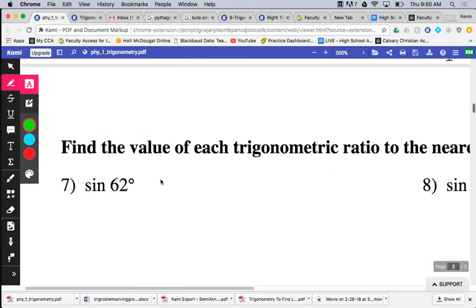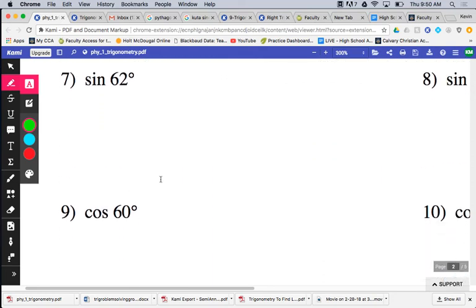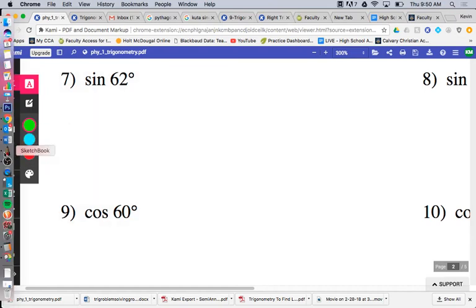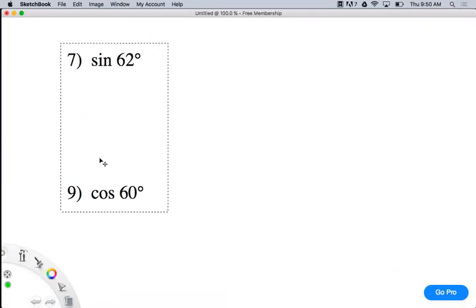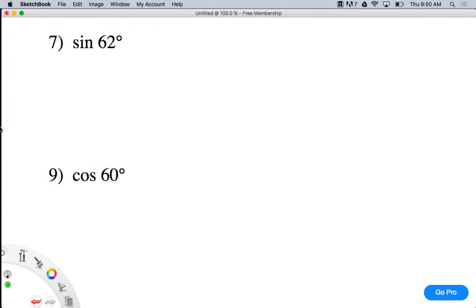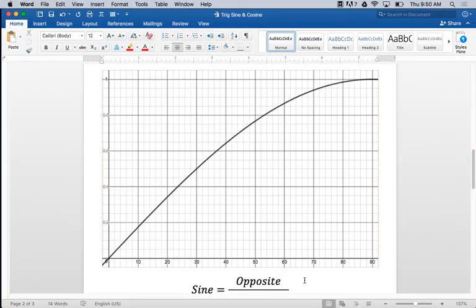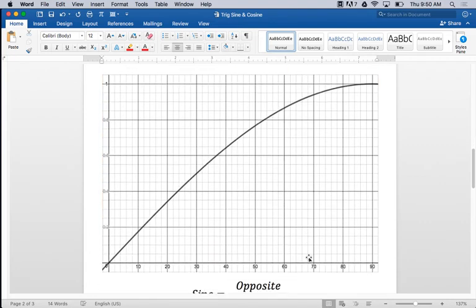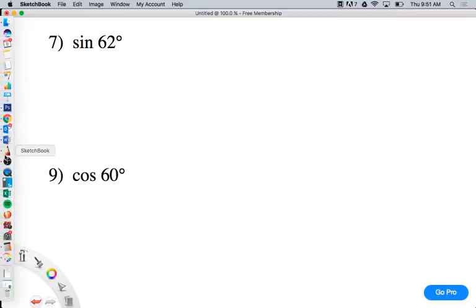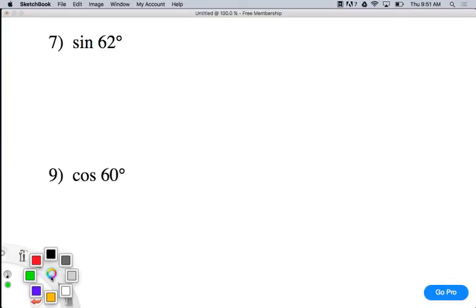Right, let's go play some rugby. All right, number 7 through 10. These ones are super simple, guys. Just don't overcomplicate it, and you'll realize it's very simple. All it's asking for is actually just the sine of 62. So you just go to your graph and use your calculator. Sine of 62 is 0.88. So your answer is just 0.88.